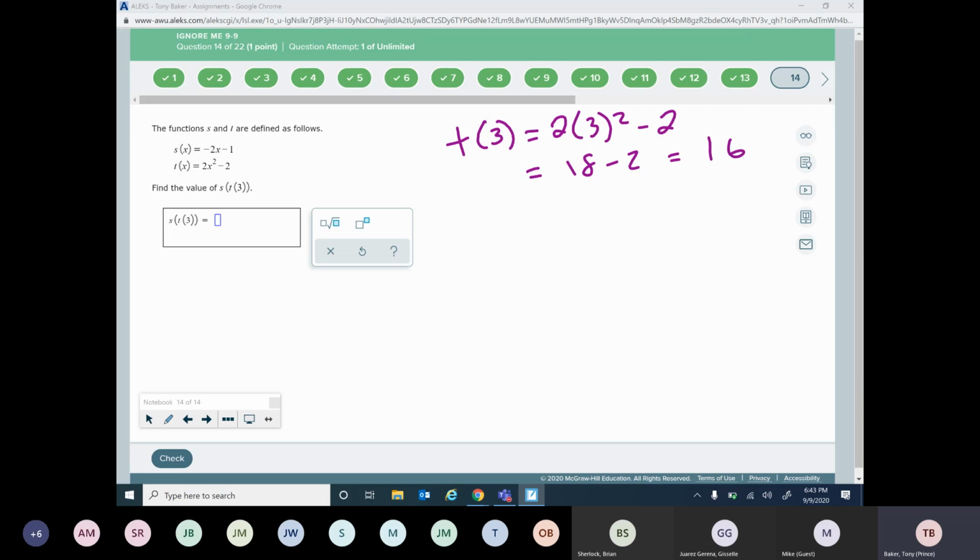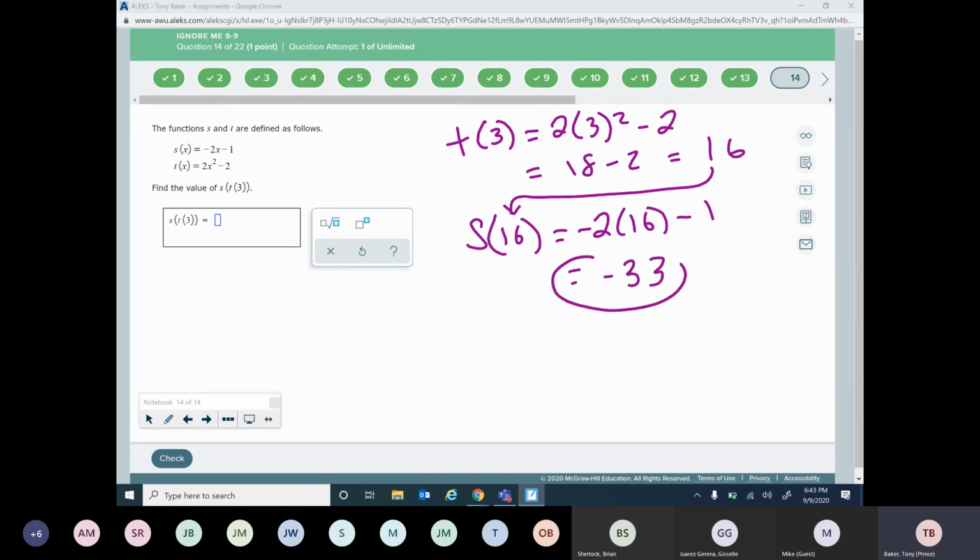Now, that's inside the s. So what I'm going to do is take the s and put that 16 inside the s, because that was the answer to t of 3. So I got negative 2 times 16 minus 1. So negative 32 minus 1 is negative 33. And that's going to be my final answer.